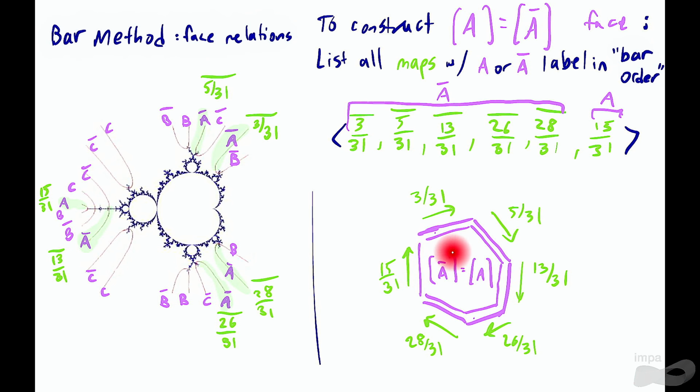So now we go to the A bar, and we list all of the elements in order that have an A bar. So first we have 3 over 31. So this is going to be another edge. 5 over 31, which will be another edge. 13 over 31. 26 over 31, and then 28 over 31. And this turns out to be the way that we can understand what edges bound a particular face.